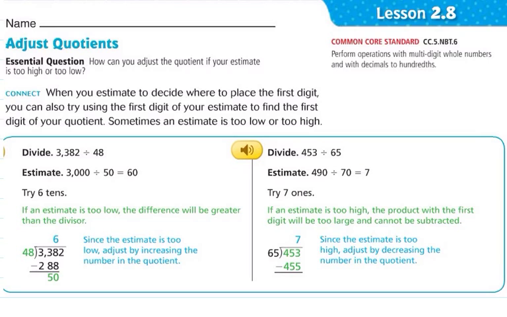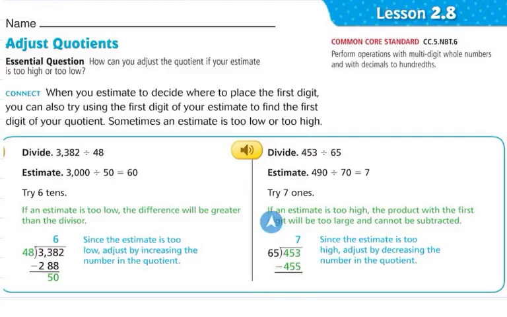So now, boys and girls, in this second example here, we have 456 divided by 65, which we estimated to be 490 divided by 7 is equal to 7. So what we're going to do is try to place 7 ones in our quotient. So it says 7 times 65 is equal to 455.